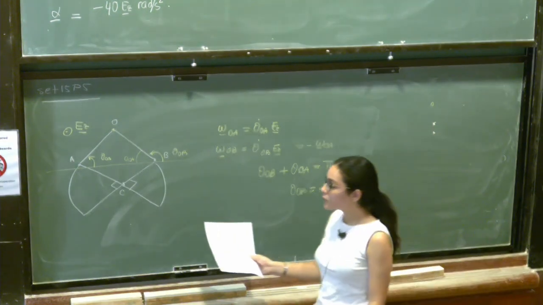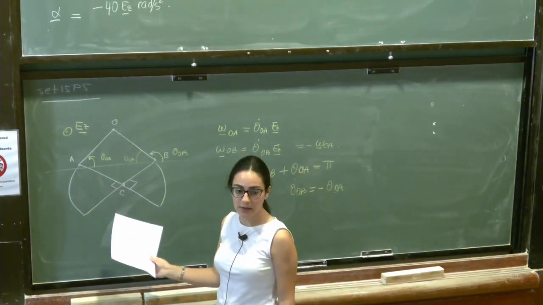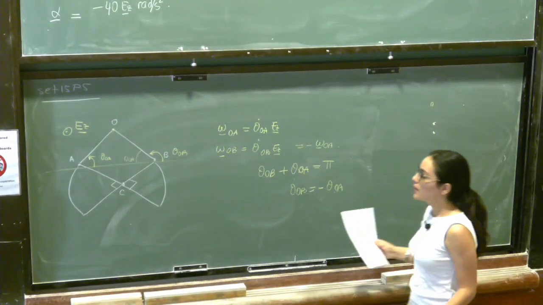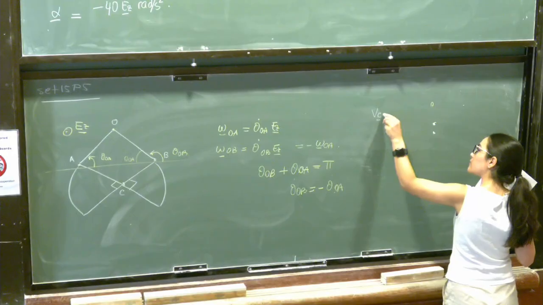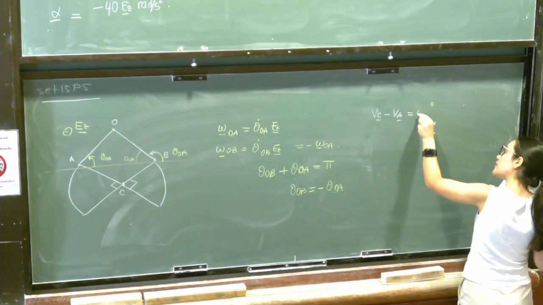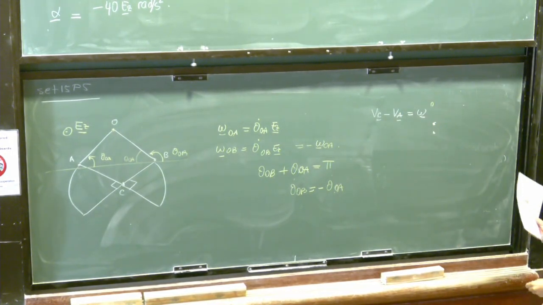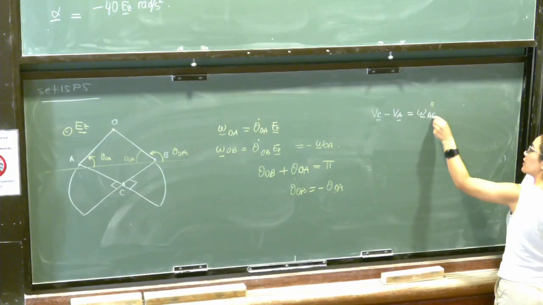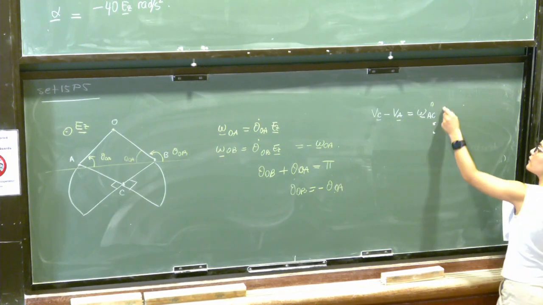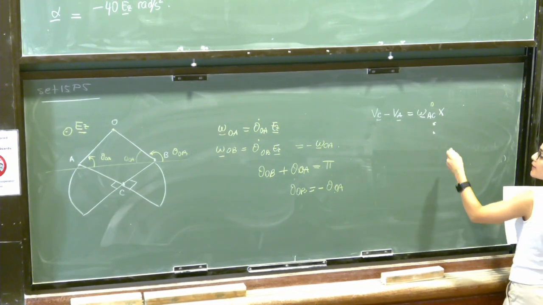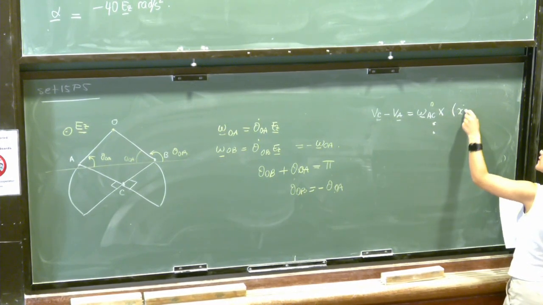Right, but between which 2 points on this rigid body? A and C, right? So VC minus VA is equal to omega AC. What's omega AC? It's the angular velocity of the rigid body containing both A and C, cross XC minus XA.